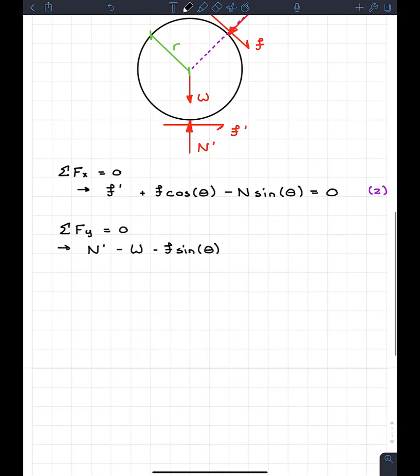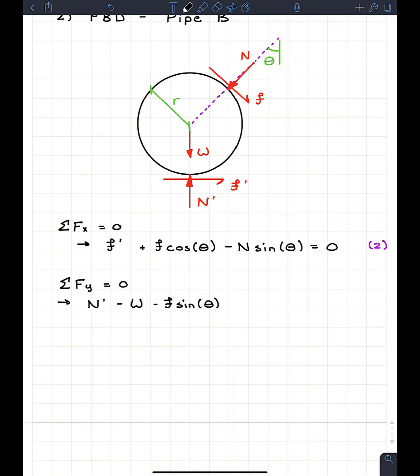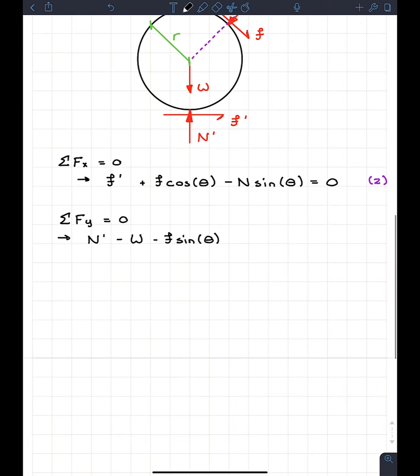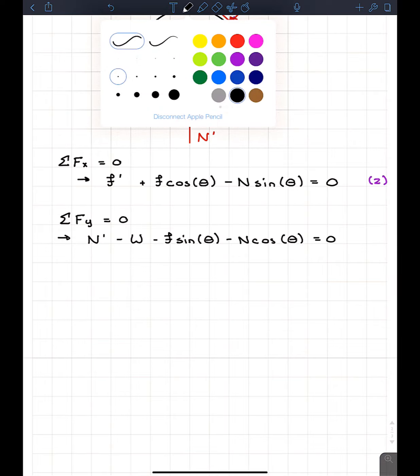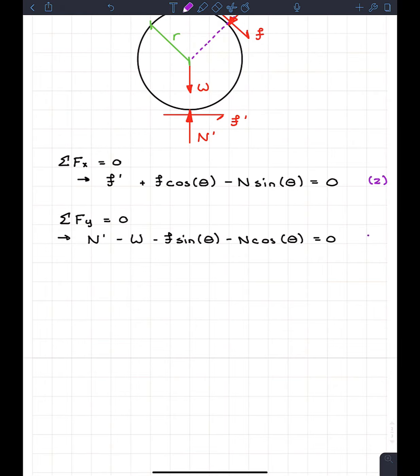And we also have that normal force n also coming downwards. So we're going to go minus n times cosine of theta. And in equilibrium, everything is equal to 0. I got another equation, so let's label this one equation 3.